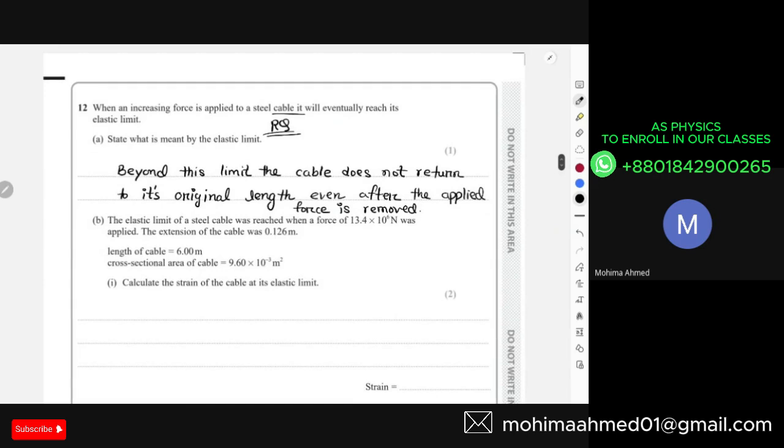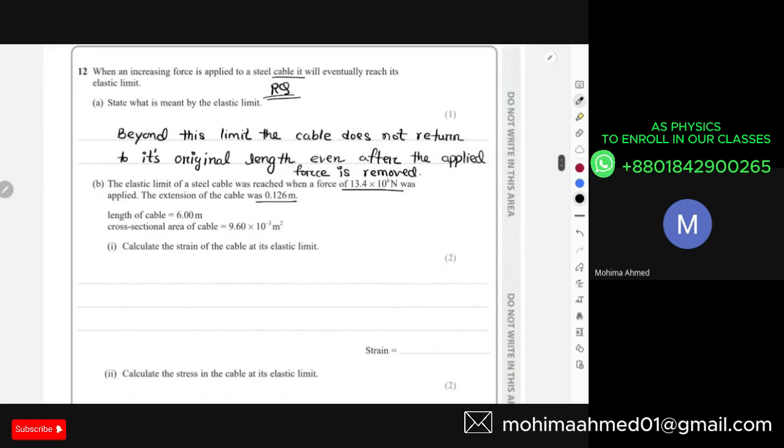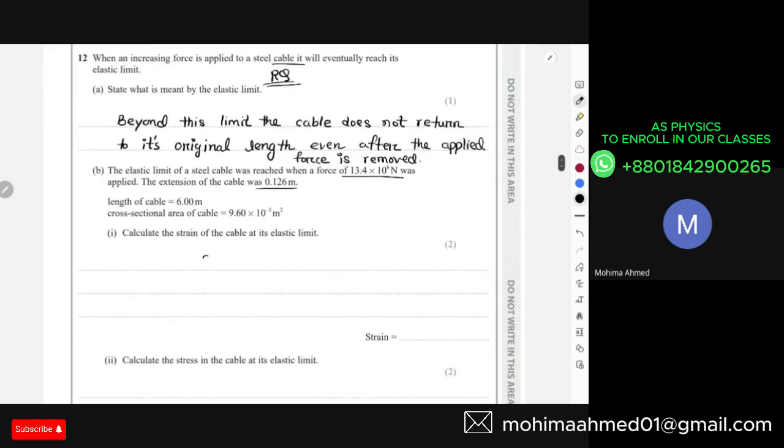After this, they're saying that the elastic limit of a steel cable was reached when a force of this much was applied and the extension of the cable was this much. Length of the cable is this, cross-sectional area is this. Calculate the strain of the cable. Strain is what? Extension over length.